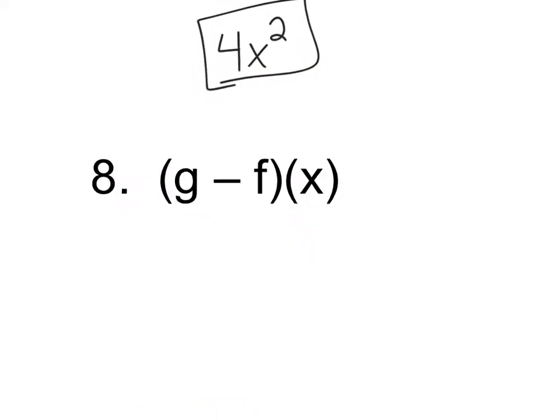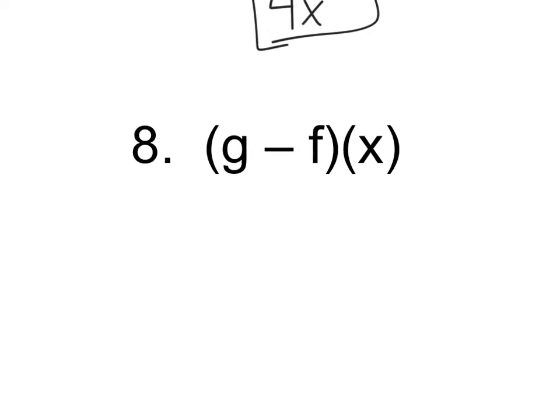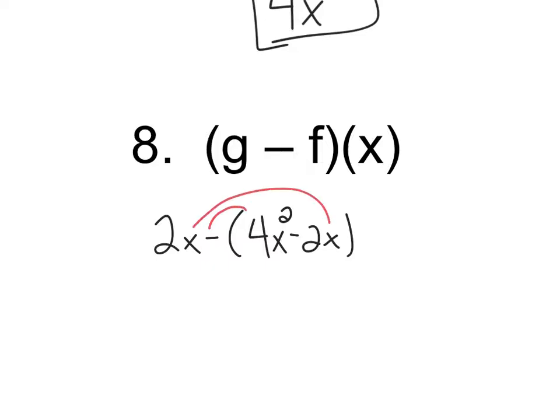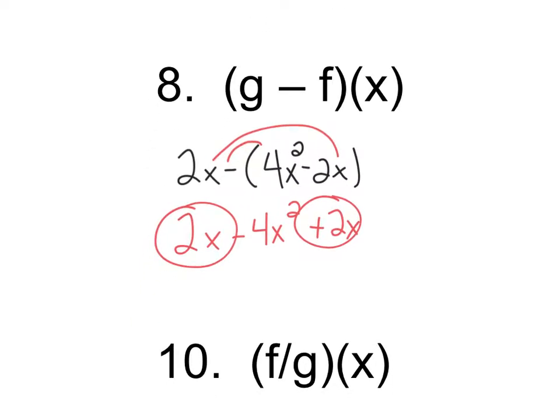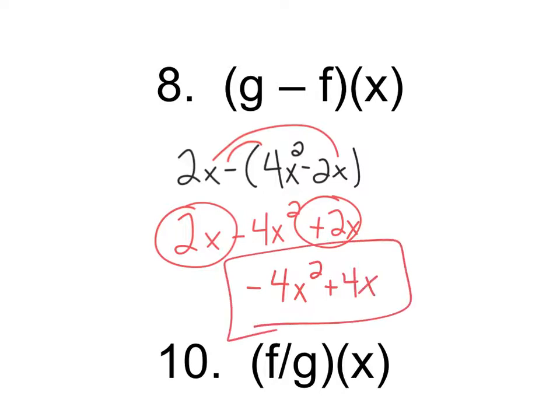Let's look at number 8. Now, this one's going to matter a lot about the parentheses. So it's g minus f. So 2x minus, and then in parentheses, 4x squared minus 2x. Now, since it's outside the parentheses, we need to distribute: 2x minus 4x squared plus 2x. I can add the 2x's together, and you don't have to do this in this order, but negative 4x squared plus 4x, and that's our answer.